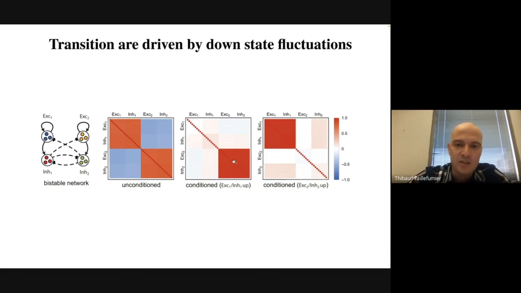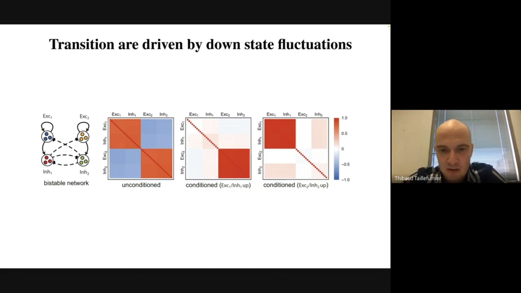And so this suggests that when there's a reversal between dominance, it has to originate from a spontaneous fluctuation that emerged in the down state, right? In the side of the neurons that I inhibited. Okay. So that suggests that the dominant timescale is the one that is from down to up.